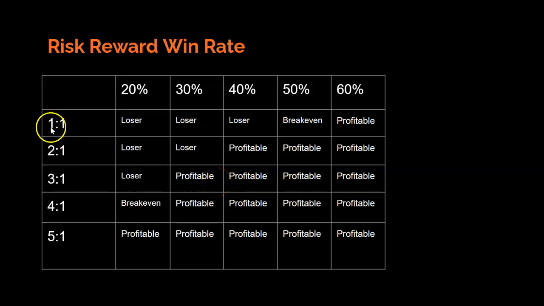If you go below that, which sometimes I do for credit spreads, I'll do a 1 to 0.8. My win rate needs to be above 60 or 70, I need to win 70% of the time. But the nice thing about credit spreads is there's more ways to win.